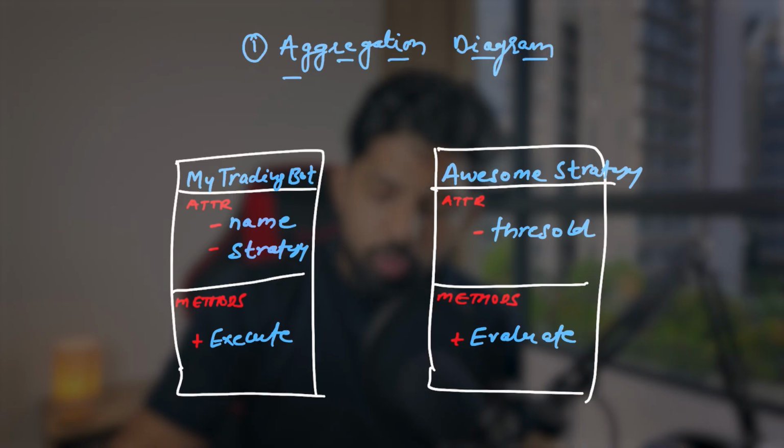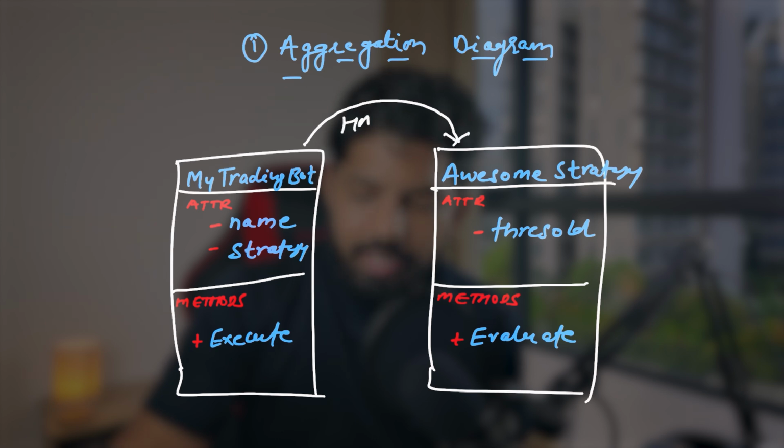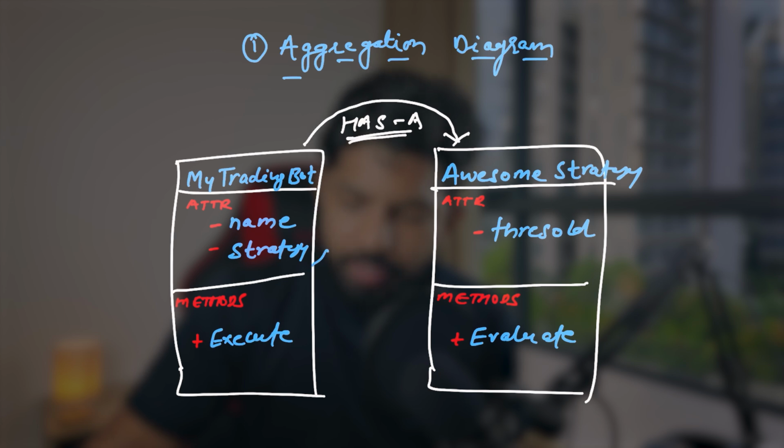And when you want to show that this is an example of aggregation, you have to show has-a relationship, right? Because we know that this trading bot class has a relationship with this awesome strategy, correct? Has-a relationship. So, which means we can represent this class with this symbol. So you have to write a diamond, or you can say a rhombus. So whenever you see this kind of diagram, you can directly say that this is the example of aggregation class. Hopefully it should be clear.